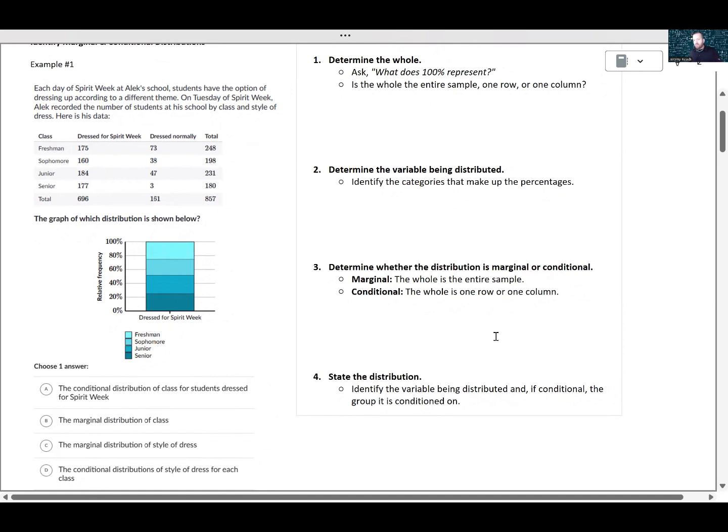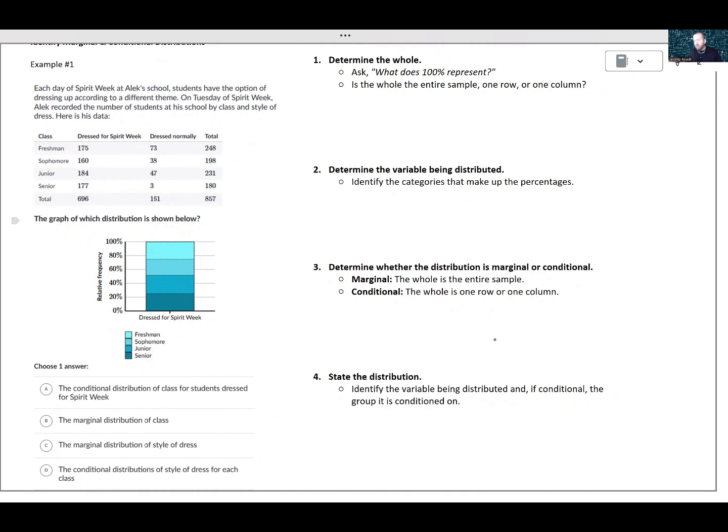Students have these options of dressing up according to a different theme. On Tuesday of the Spirit Week, Alec recorded the number of students at his school by class and the style of dress. And so we have whether or not they were dressed for Spirit Week or they dressed normally. And we also have the totals here based on the different classes. So we have freshman, sophomore, junior, and senior.